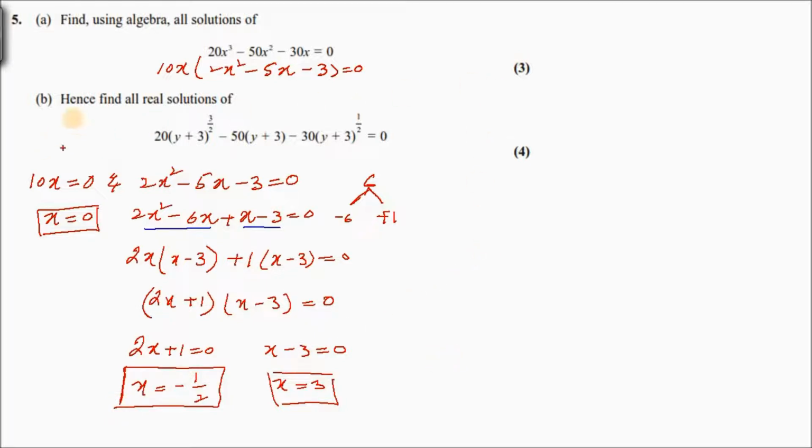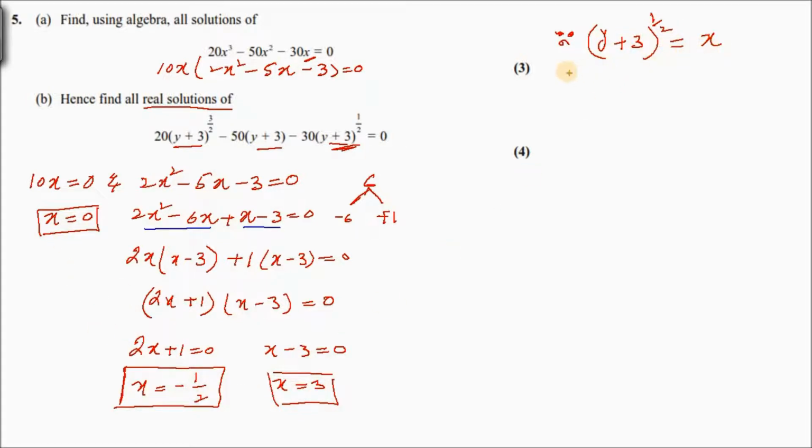Part B says, hence find all real solutions of this equation. So 20 plus 20 times (y plus 3) to the power 3 by 2 minus 50 (y plus 3) minus 30 (y plus 3) to the power half. Now if you compare, in the given equation we have 30x, and here we have 30 times this. So we can say that since (y plus 3) to the power half gives us x, we can substitute each value of x one by one and see whether we have a real solution or not.